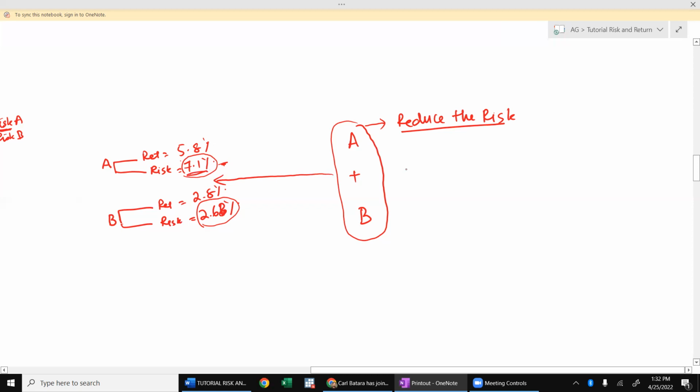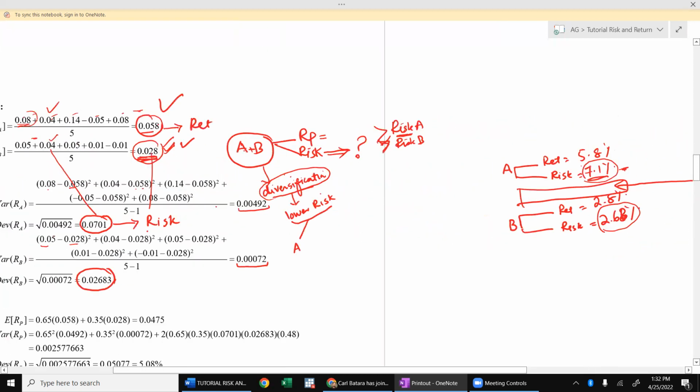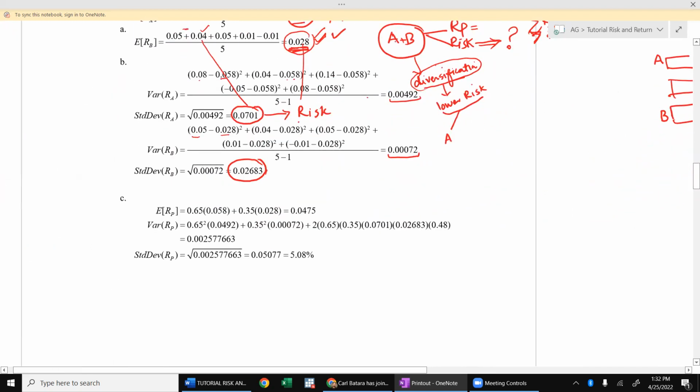So we expect that the risk of the portfolio will be less than A, and you will see that. It will be in between A and B, higher than B but lower than A. And similarly, when the risk reduces, the return of the portfolio will also reduce. So let's do that and you will see the justification.